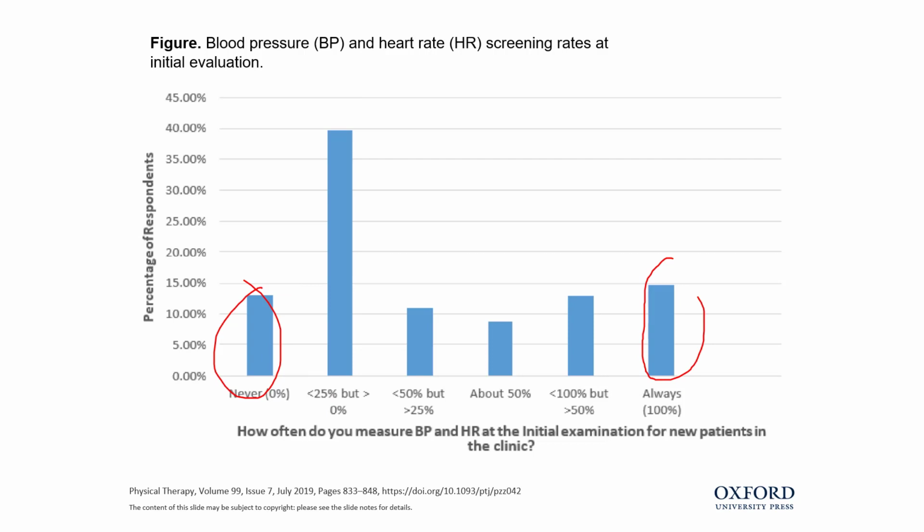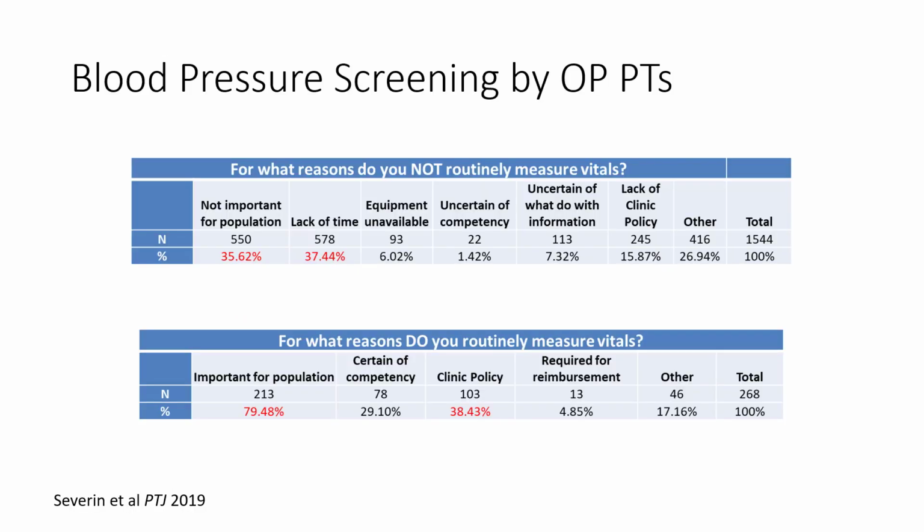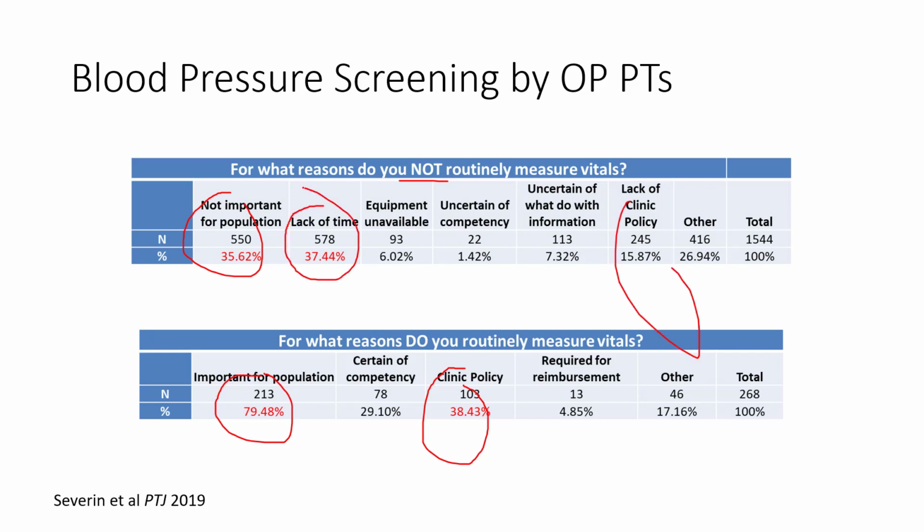And then we asked in our survey, well, what were the reasons why you screened? So if we looked at why people screened, they felt it was important. They had a clinic policy. And for those who didn't, it was almost the same, but just reciprocal. They did not think it was important. They didn't have a clinic policy, and they felt they didn't have time.